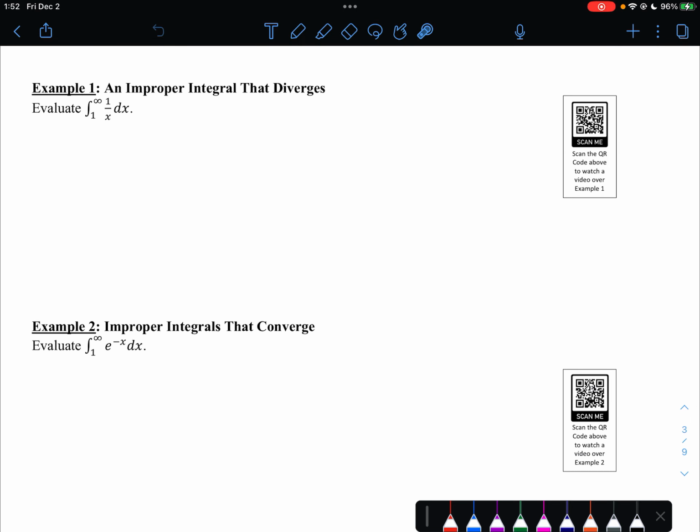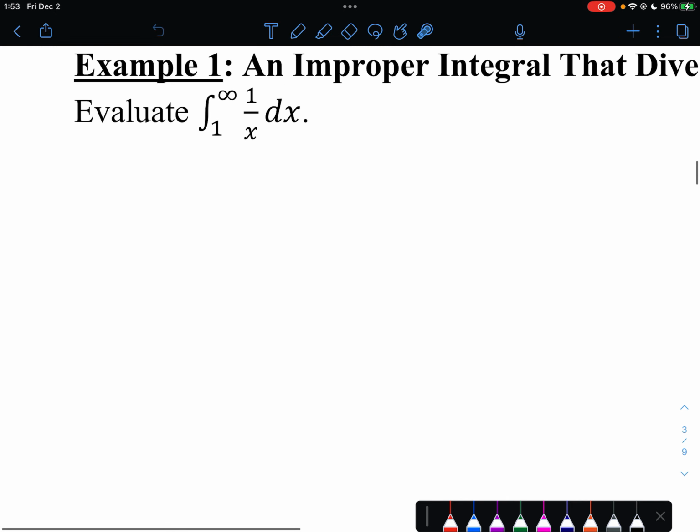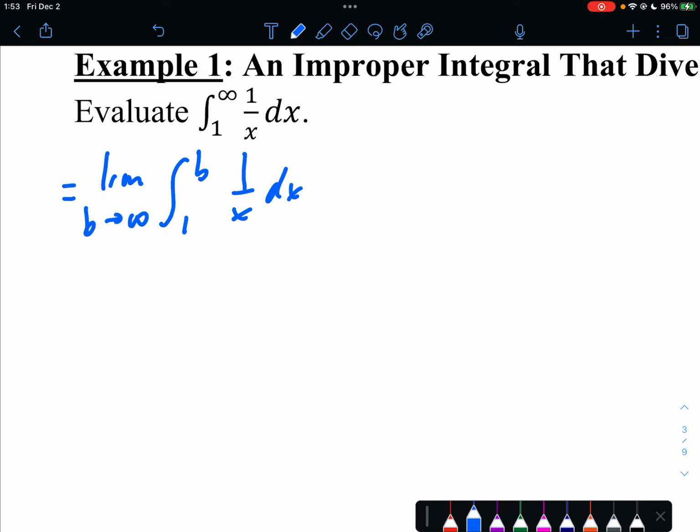Let's take a look at our first problem. Example 1. This is going to be an answer that's going to diverge, and you'll see what happens when that happens. So we have our integral from 1 to infinity of 1 over x dx. We have an upper bound of infinity, so I'm going to write this as a limit as b approaches infinity of the integral from 1 to b of 1 over x dx.